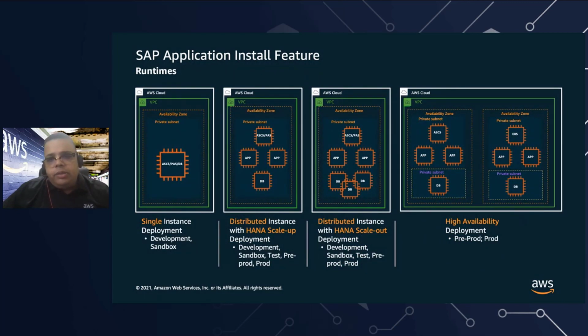Remember the architecture patterns that we had discussed earlier. AWS Launch Wizard supports all of them. Single instance deployment, distributed instance deployment, distributed instance with HANA scale-out deployment, high availability deployment across multiple AZs, and the timing depends on the time to deploy the resources, to install SAP, install HANA, to set up HANA cluster. It depends on what type of instances are provisioned, what type of architecture pattern you are going for. So the runtime will depend.